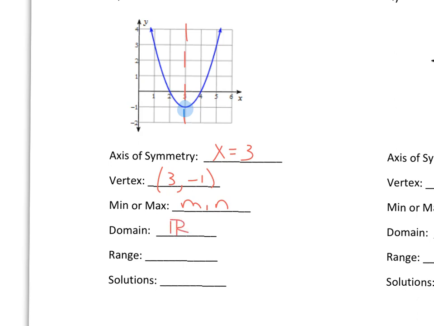Domain is always all reals. Your range, y, greater than or equal because it's going up. Now, again, find the cutoff. Where's it going up at? Starting at -1. Or, like I said, x's are the same, y's are the same. And your solution is where does it cross the x-axis? So when I'm looking at this one, I've got 2 and 4 is where it's crossing that x-axis. So x equals 2 and x equals 4.